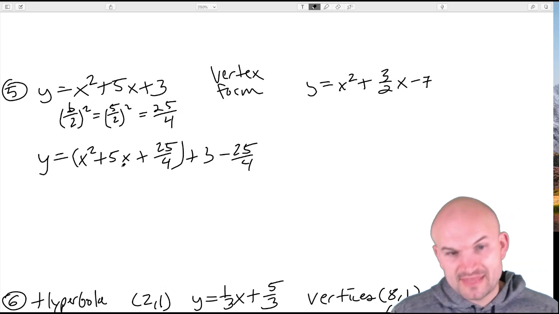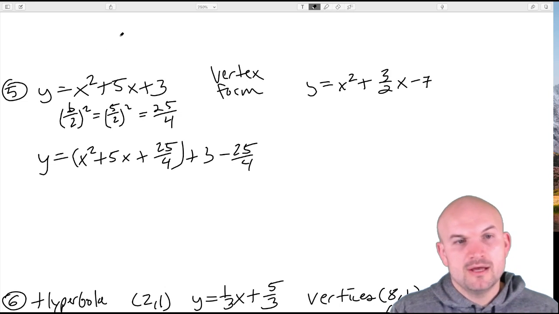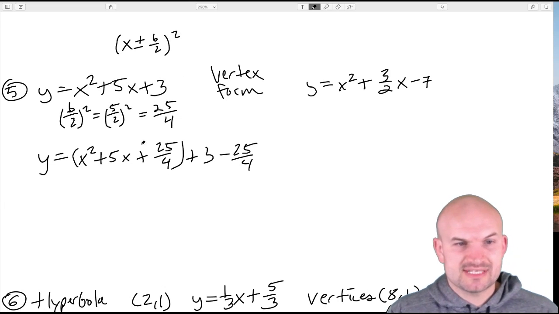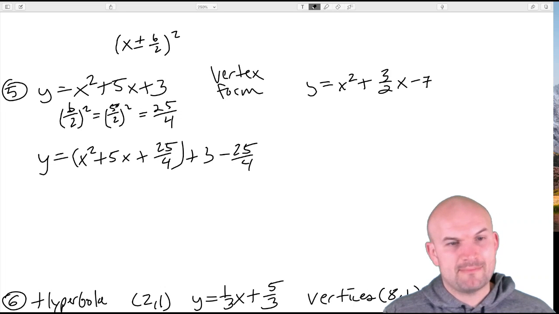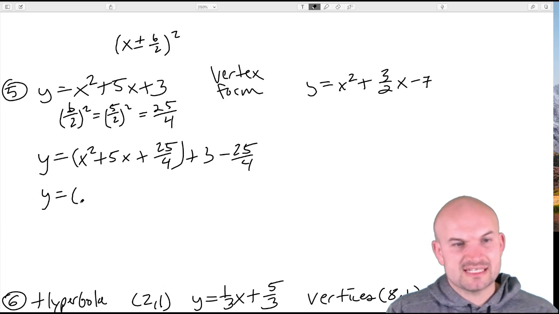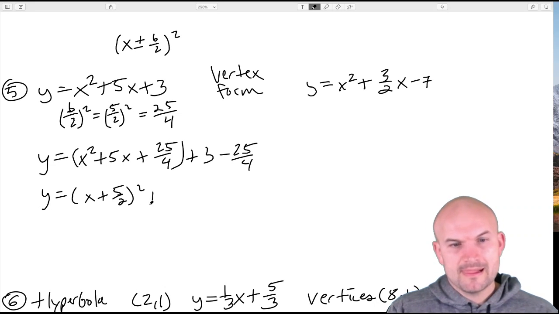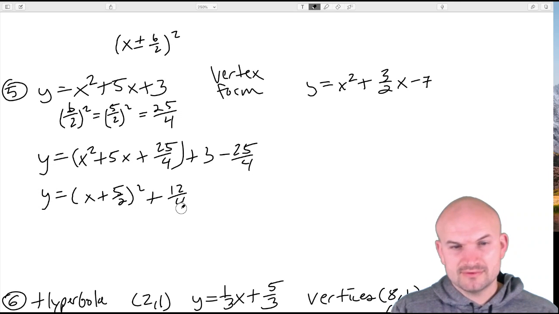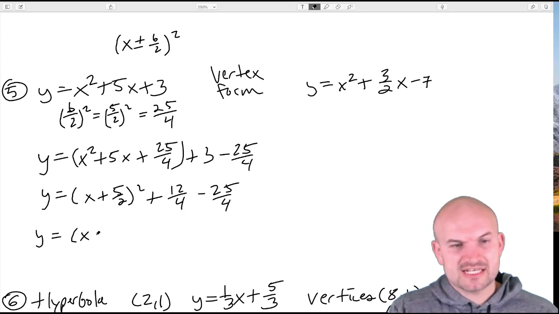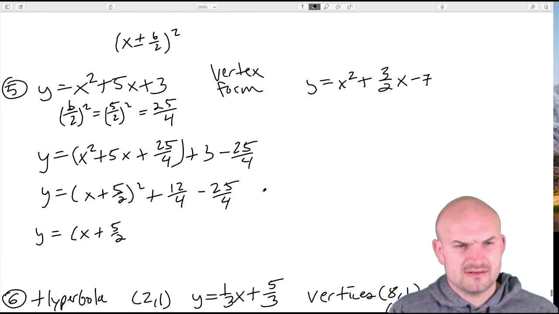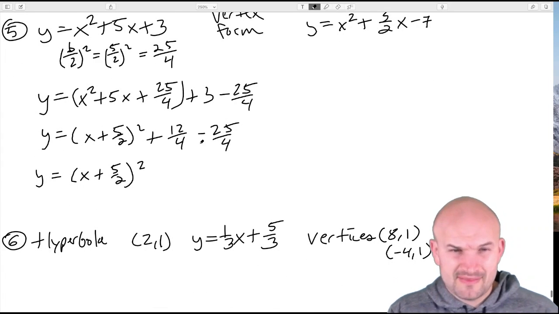All right, now this is going to be factorable into a binomial squared. One thing you can always do is it's going to be x plus or minus b divided by 2 quantity squared. Since this is obviously plus, it's going to be whatever my b divided by 2 is. So therefore I can write this in factored form as x plus 5/2 quantity squared. Now 3 I want to write in terms of fourths. So that's going to be plus 12 fourths minus 25 fourths. Then to write this in vertex form, it would be plus 5/2 squared, and therefore this would be a negative 13 fourths.